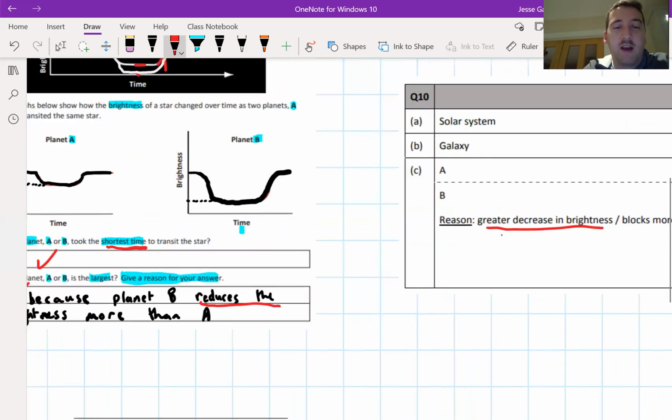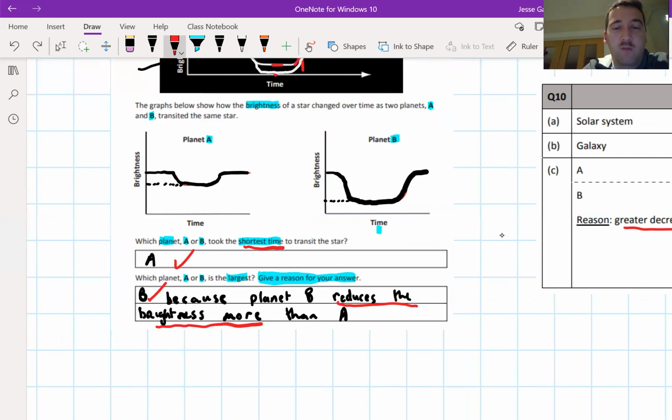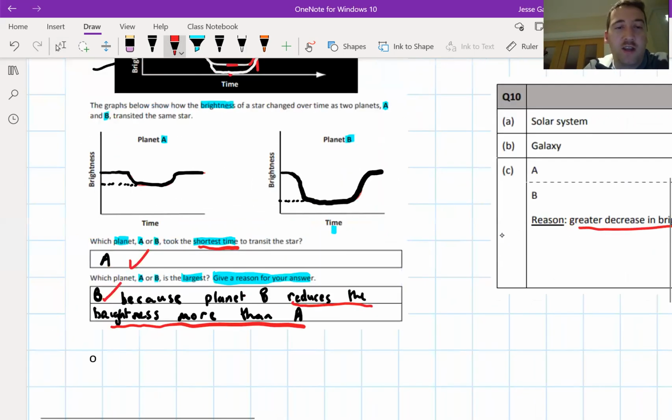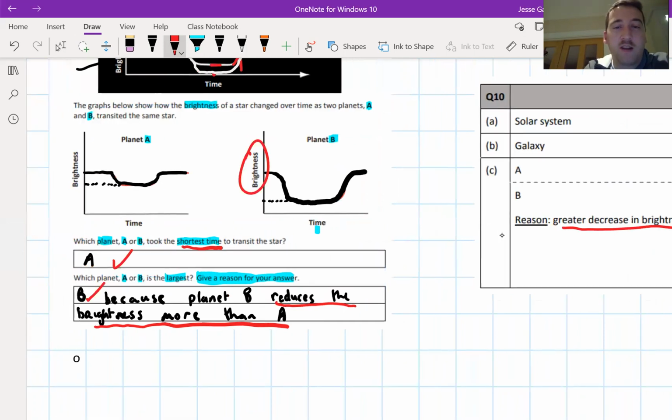And another way they have given for anyone to approach it is this: it blocks more light. B blocks more light. You could have said that. So instead of talking about the brightness, you could talk about B blocking more light or A blocking less light, something like that. All right, guys, so that's that question.